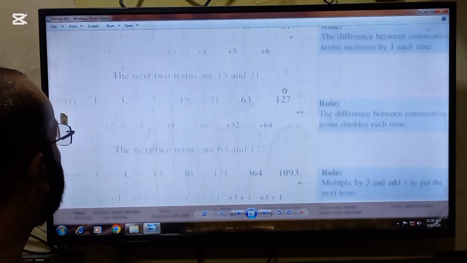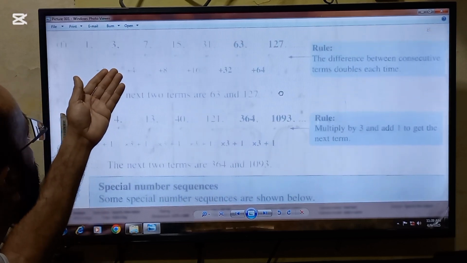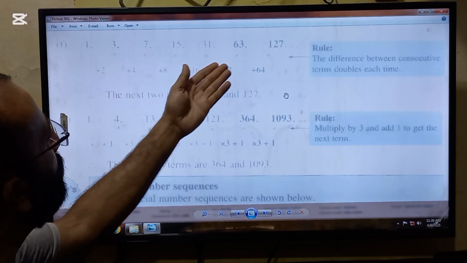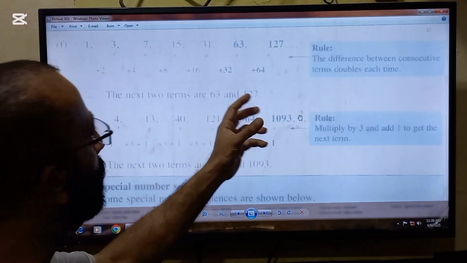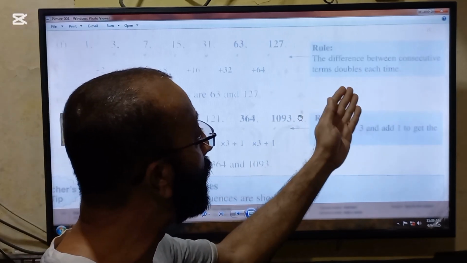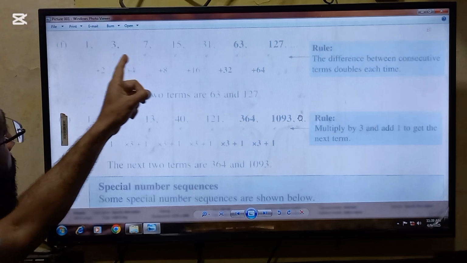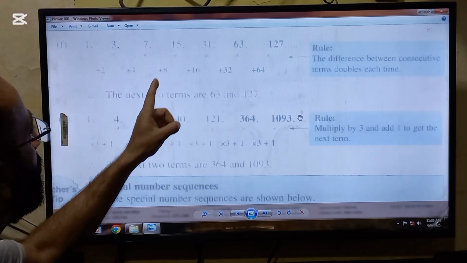In F part, the number sequence is 1, 3, 7, 15, 31, and so on. The rule we can pick in this number sequence is that the difference between the consecutive terms doubles each time. That is, here the difference is plus 2, here the difference is plus 4, here the difference is plus 8.